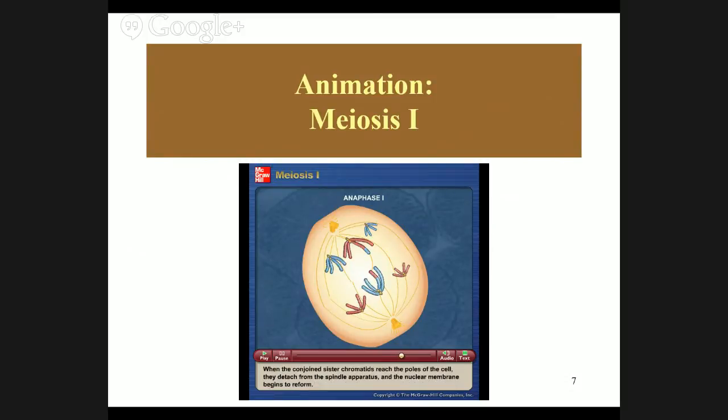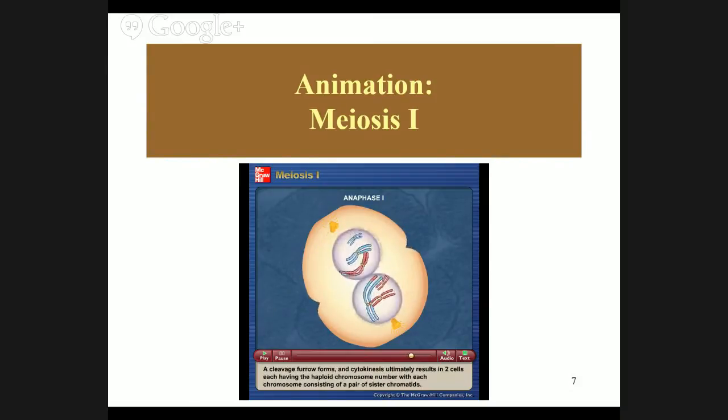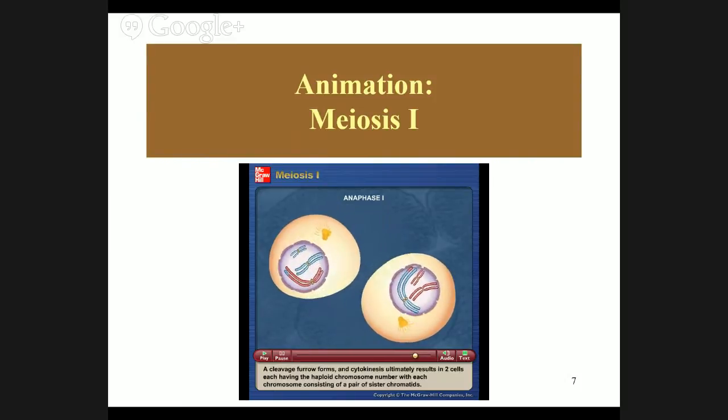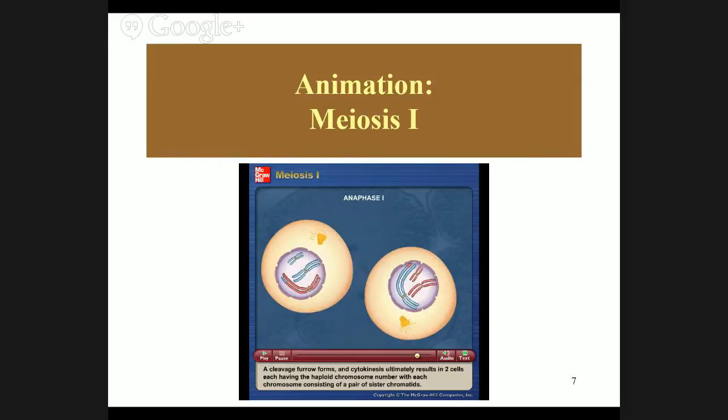When the conjoined sister chromatids reach the poles of the cell, they detach from the spindle apparatus, and the nuclear membrane begins to reform. A cleavage furrow forms, and cytokinesis ultimately results in 2 cells, each having the haploid chromosome number, with each chromosome consisting of a pair of sister chromatids. This completes meiosis 1, and after a period of interkinesis, the 2 daughter cells start the second cell division cycle called meiosis 2.